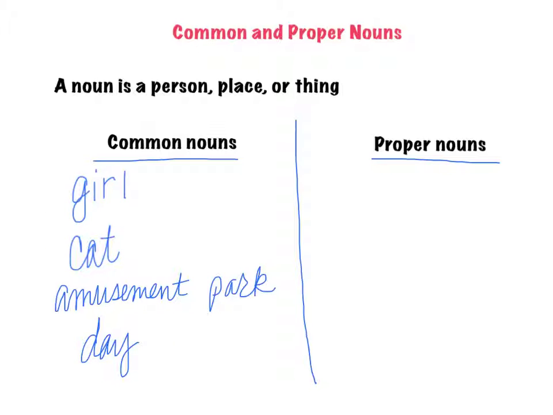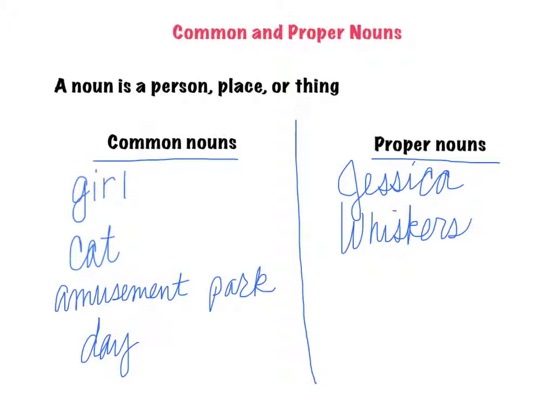Now let's look at these and let's pretend they would be proper nouns. So a girl might be somebody named Jessica. And notice that Jessica now has a capital letter because Jessica is a proper noun. Okay, so now let's think of something for cat. Maybe you have a cat named Whiskers. So notice this time, Whiskers, since it's the name of your cat, it is a proper noun and it needs a capital letter.